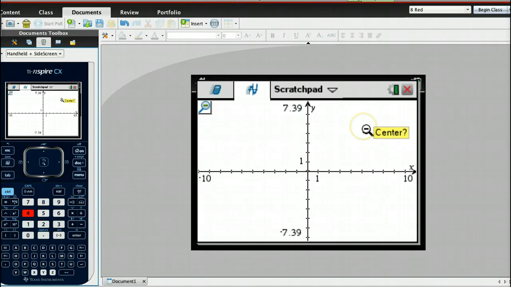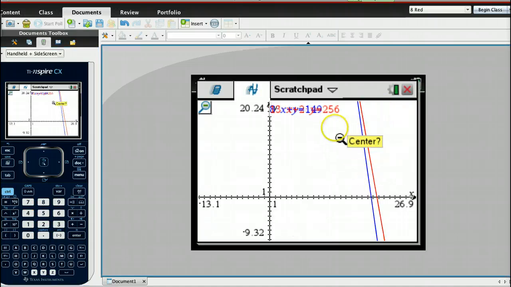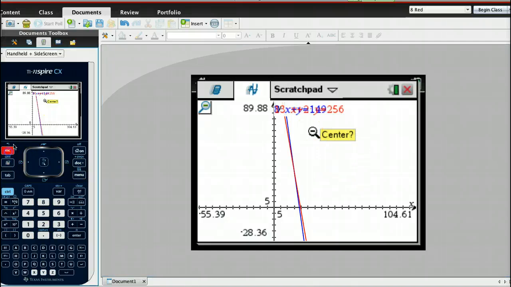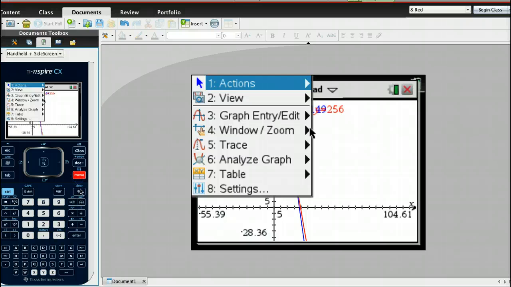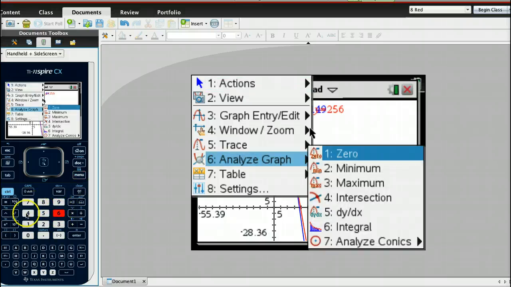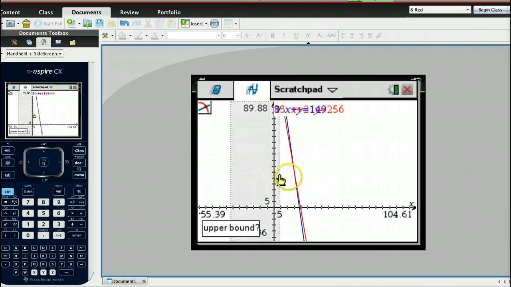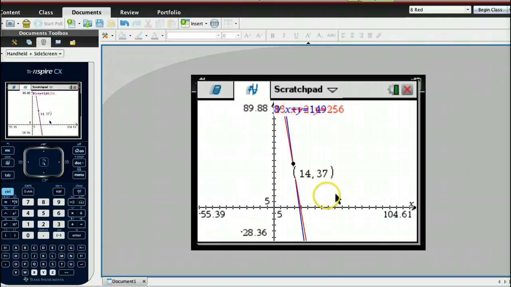You're going to have mostly positives for some of these word problems, maybe a negative here and there. So I'm going to zoom out until I can see the intersection point, which is right around here. So now I can hit escape and quit zooming out. Now if you go to menu 6, analyze graph, and then 4, intersection, so menu 6, 4, that's going to allow you to actually find what that intersection point is. You'll get a lower bound, which just means you can move your cursor anywhere to the left of your intersection point and click, and then drag your box to the right until you pass the intersection point, and you're going to get an intersection point on this graph of 14, 37.